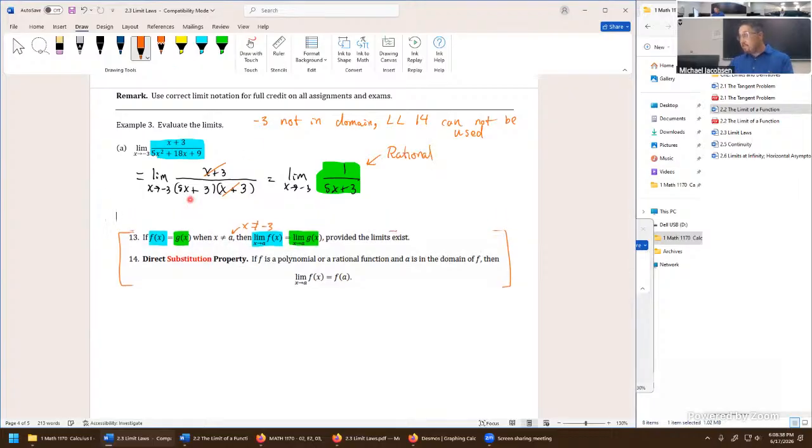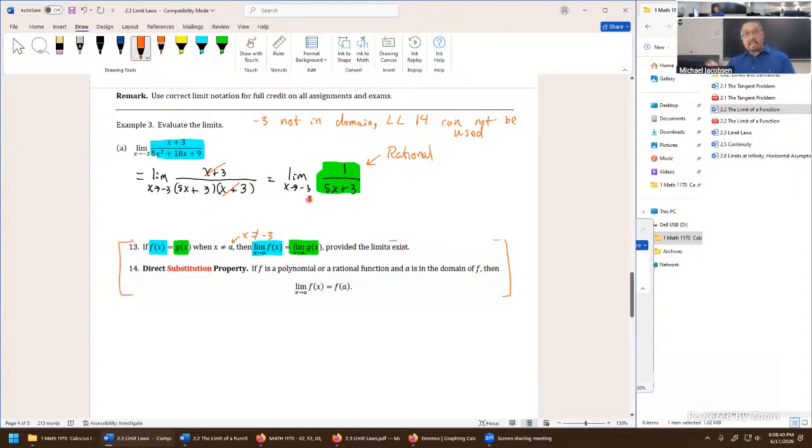What's even better is -3 is in the domain of that. Substitute it in, and you don't divide by 0. So this property says for rational functions and polynomials, take the value x tends towards a, -3 in our problem, and just throw it in the function, whether you call it an f or a g function. So this turns into 1 over 5 times -3.